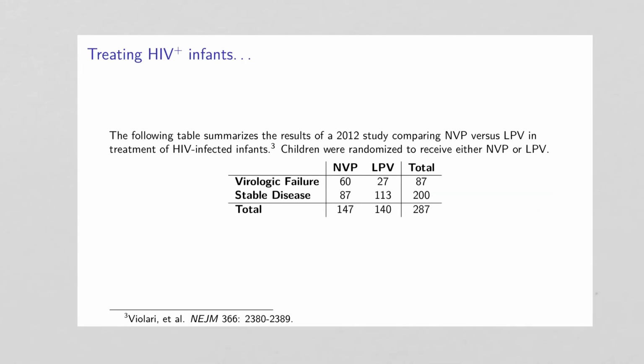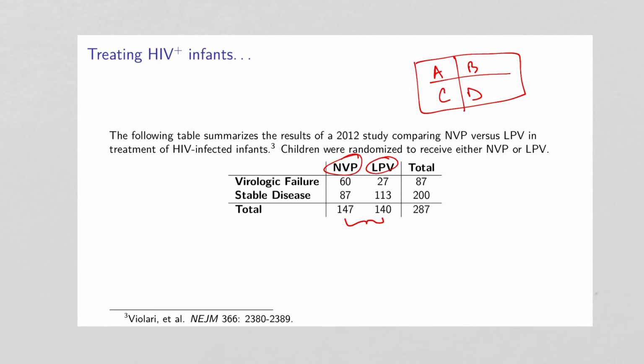So 2 by 2 tables, we usually set them up, and you saw this when I was doing the positive predictive value and negative predictive value, and I call them A, B, C, and D. Just keep that in mind. So here A is 60, B, C, and D. All right. So children were randomized to either this group or this group. And when you do good randomization, these two numbers should be just about the same, and they are. Virologic failure or stable disease, 87 and 200.